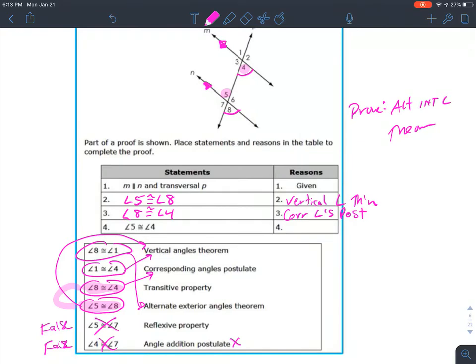I didn't put in my picture angle 5 is congruent to angle 8. Let's do that. Now we're trying to prove that angle 5 and 4 are congruent. Our picture clearly shows it. So this is the transitive property again. Let me just walk you through that. 5 takes us to 8. 8 takes us to 4. That means we could have went directly from 5 to 4. That's the transitive property. Please note, these 2 steps could be in either order as long as the reason that you have goes with them.